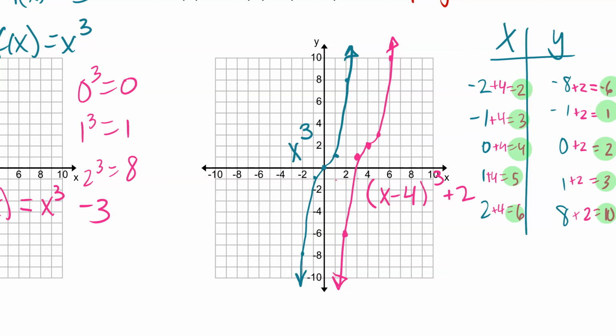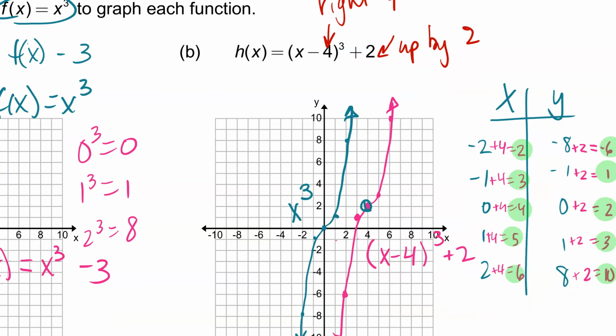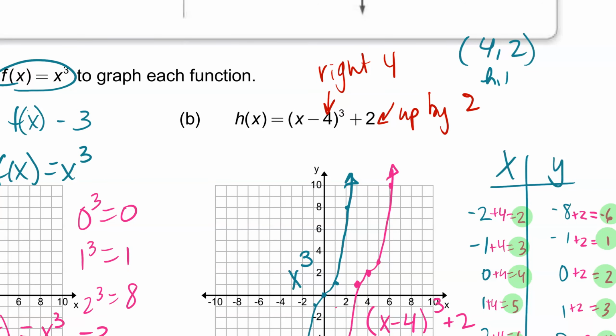Okay, two more things I want to say about this. Vertex form, literally, the vertex normally says 0, 0. But my vertex is shifted over 4 and up by 2. So my new vertex is at 4, 2. So this is literally your h, k. Your h is the x coordinate of your vertex. Your k is the y coordinate of your vertex.